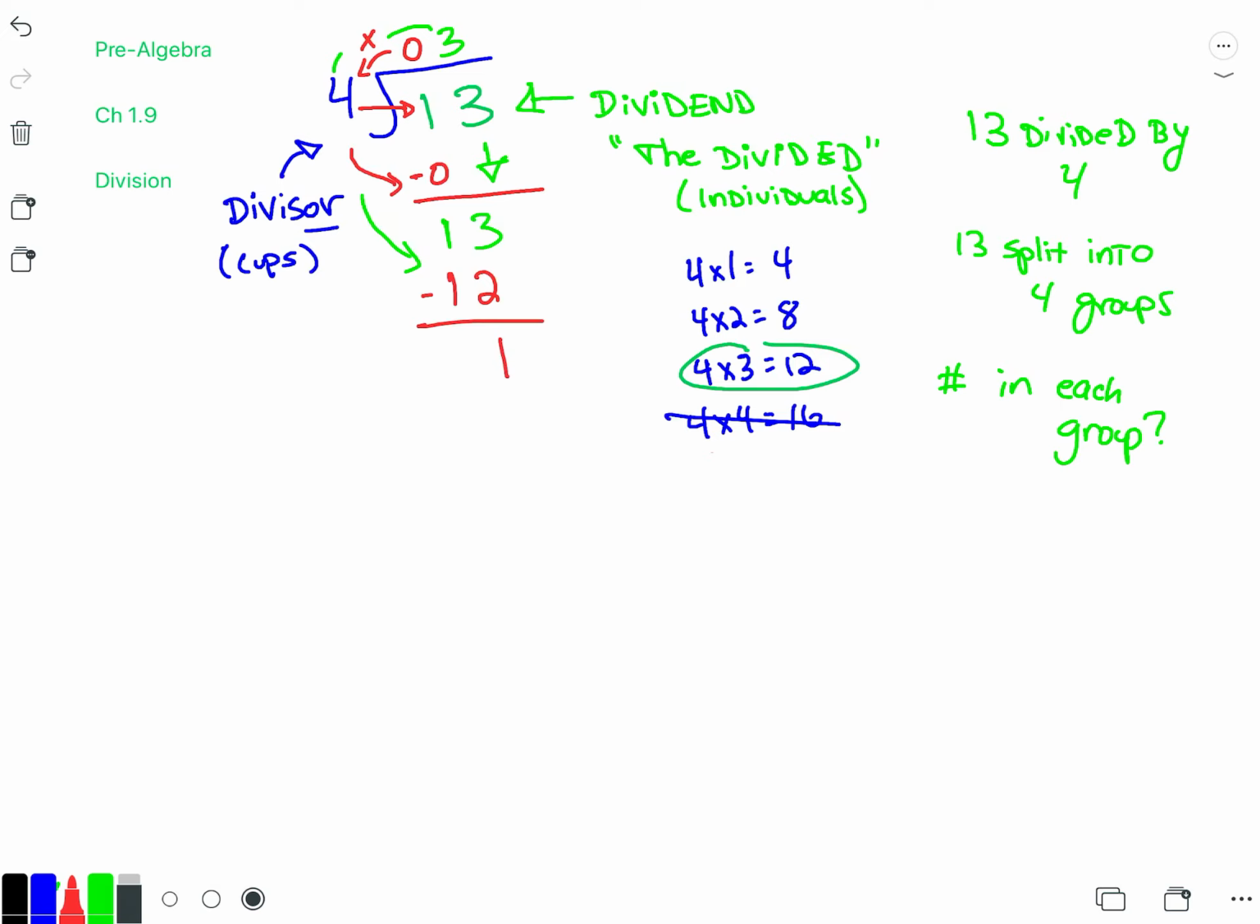And I say this is my remainder. The way you spell remainder is R-E-M-A-I-N-D-E-R. Remainder 1, right? Or we can say R1. So the answer is 3, and you'll have a remainder of 1 by itself. Okay? We call this answer, in every division problem, the quotient.